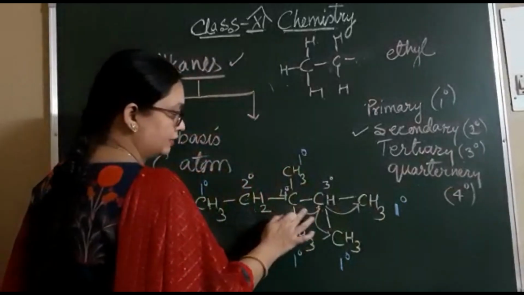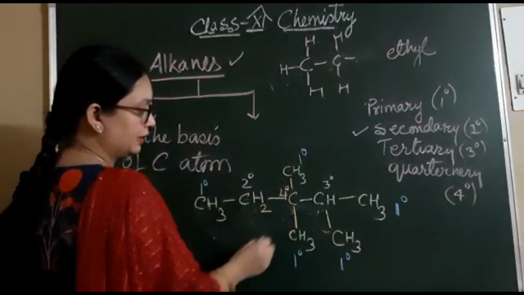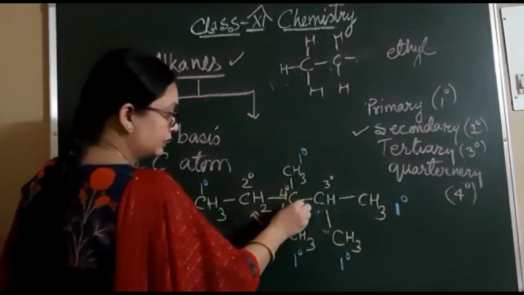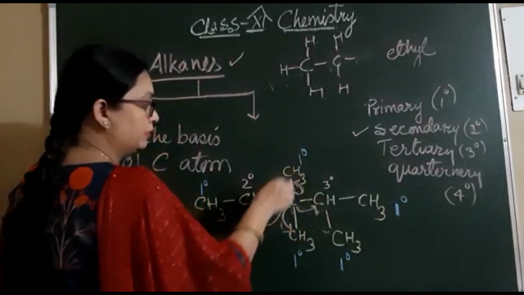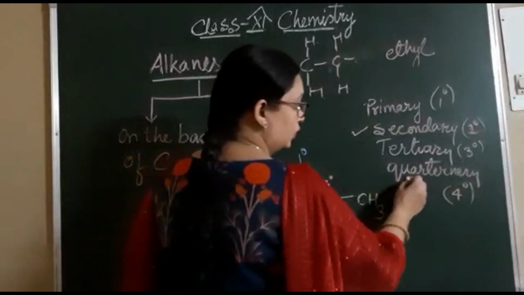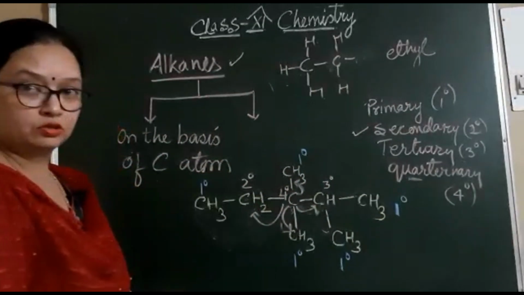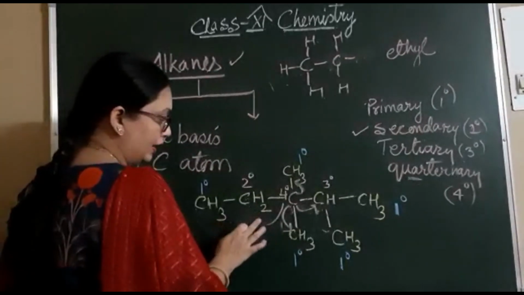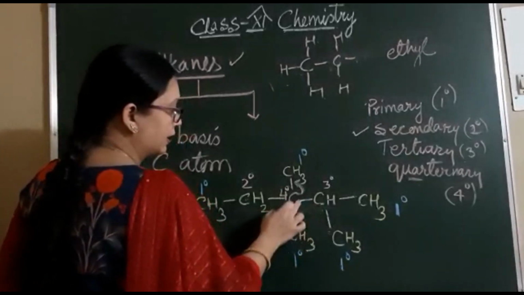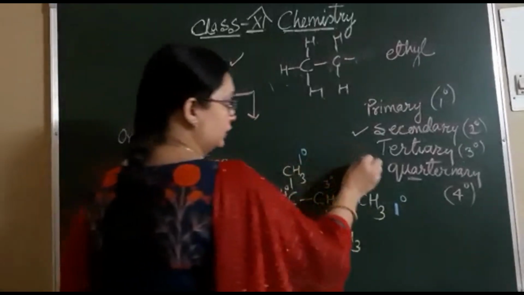Now let us see the fourth one. Here you can see this is the fourth carbon atom. It is connected with one carbon here, a second carbon here, a third carbon atom here, and a fourth carbon atom here. That means this carbon atom is connected with 4 other carbon atoms. So it is known as a quaternary carbon atom, or it is represented by 4 degree. In this way, while doing chemical reactions, sometimes we use the terms primary carbon, secondary carbon, tertiary carbon, and quaternary carbon atoms. So it should be clear to you.